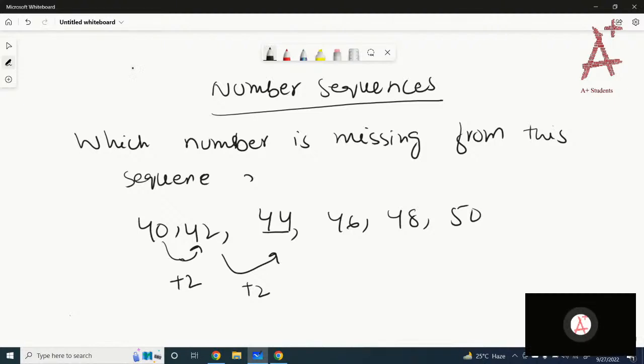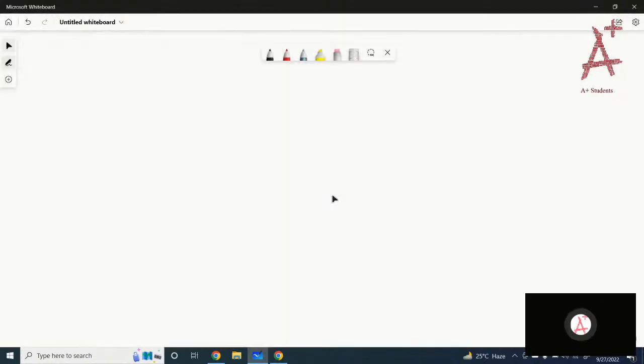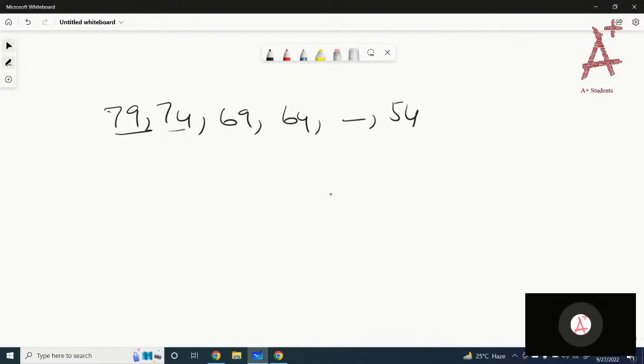So on the top right corner, you have a test button. Let's start with the test. Okay, which number is missing in the sequence? The sequence is 79, 74, 69, 64, the missing number, and 54. Okay, look at the pattern. The pattern is decreasing. So subtract the first two numbers and see by what number they are decreasing. So 79 minus 74 is 5.